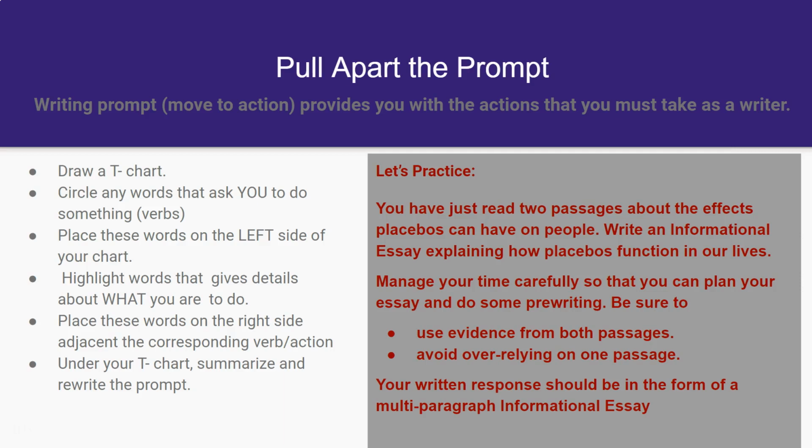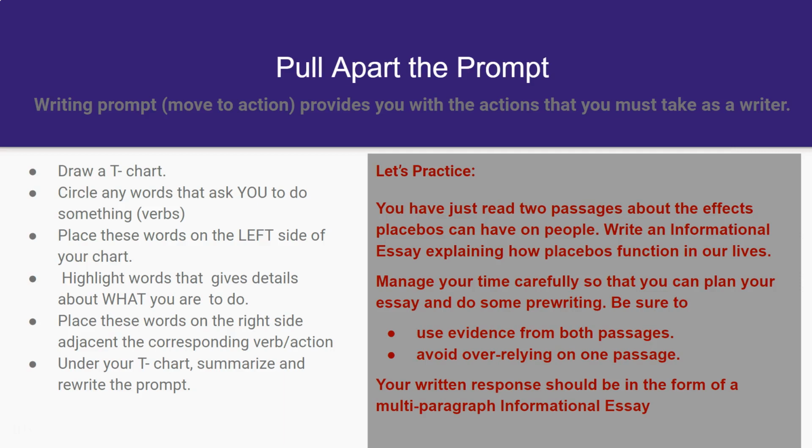And you're going to receive some text to read that connects with the prompt. So you're going to draw a T-chart. You're going to circle any words that you are asked to do something. Those are verbs. You're going to place those on the left side of your chart. You're going to highlight the words that give you the what. You're going to put that on the right side of your chart.